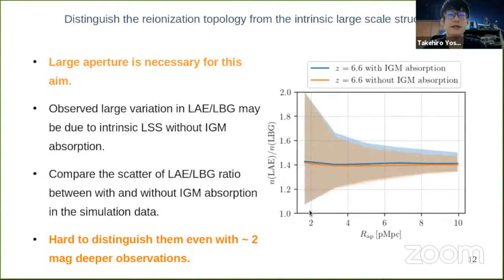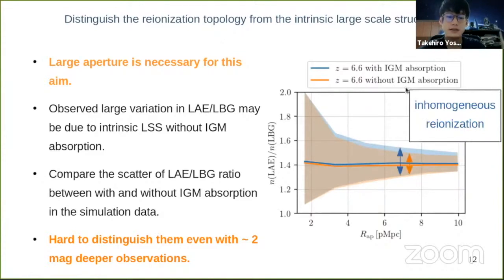To distinguish a reionization topology from the large-scale structure, we compare the scatter of the number ratio with and without IGM absorption in the simulation data. And we find that the scatter with IGM absorption is slightly larger than that without IGM. We think this difference arises from the reionization topology. However, this difference is not significant, so we find that it is hard to distinguish them even with much deeper observations than our current survey.